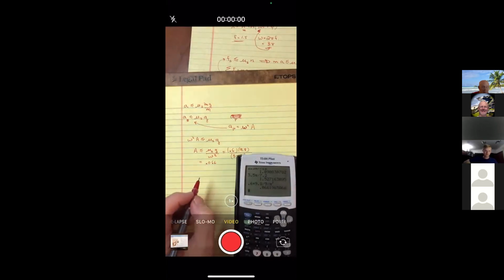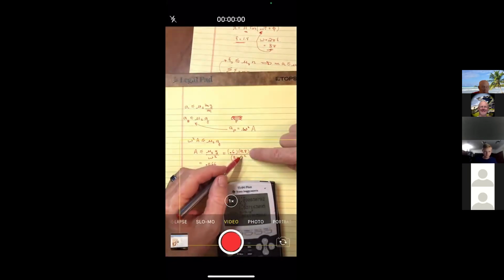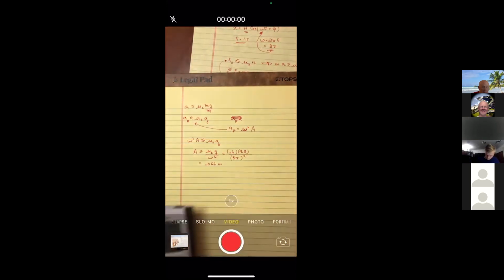0.066, and I believe I'm in units of meters. Let's see, meters per second squared over radians per second squared. Yeah, so this would be meters, which would be 6.6 centimeters, which is probably how the author is going to list it. Let me switch over to the solutions, and 6.62 centimeters is what the author has. Ah, good. So hopefully that helped.